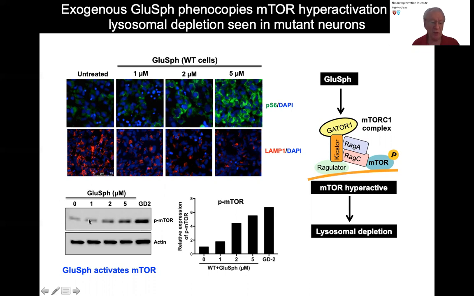And when we did the Western blot, I have to emphasize that what we are treating here are wild type cells. We are not treating the Gaucher cells. So when we treat the wild type cells with increasing concentrations of glucosylsphingosine, we see an increase in phospho-mTOR. And when we compare it with GD2 here, it is a substantial increase. And this is a quantitation. We have now submitted a paper on all this work. So here in this cartoon, glucosylsphingosine will activate the mTORC1 complex, and there will be lysosomal depletion through mTOR hyperactivity, which probably works through devel.